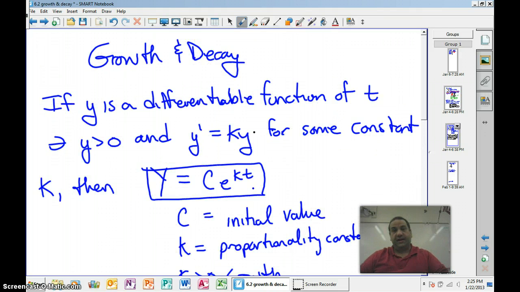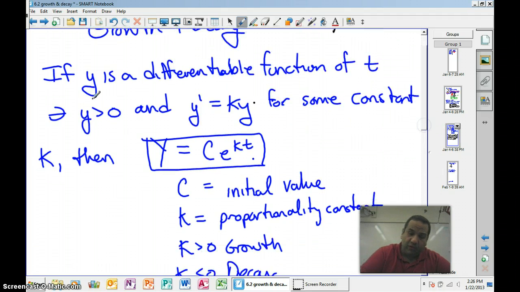Then there's growth and decay, which has no calculus going on here. All right, this is pre-calc, algebra 2 stuff, but you might see it a little different. If y is a differentiable function of t such that y is greater than 0, that's what we have for some constant. Well, this translates to that. Makes sense. And that's looking very much like that logistic equation, I hope.